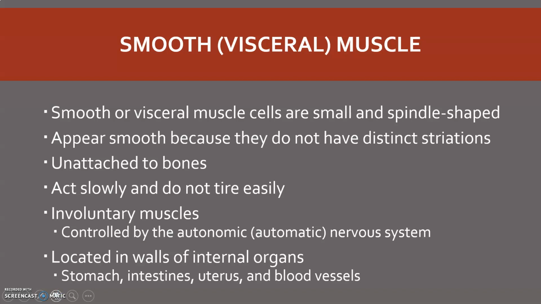And smooth muscles are under involuntary control. This means you do not consciously think about contracting them. Rather, smooth muscles are controlled by the autonomic nervous system. Smooth muscles are located in the walls of internal organs such as the stomach, intestines, uterus, and bladder. You can also find smooth muscle in tracts throughout the body and in blood vessels.